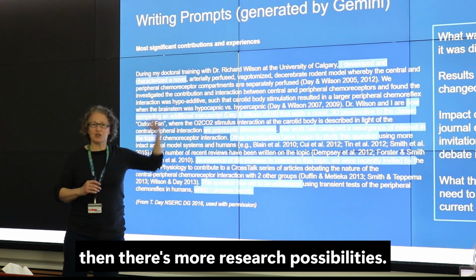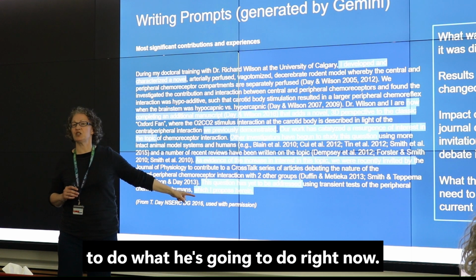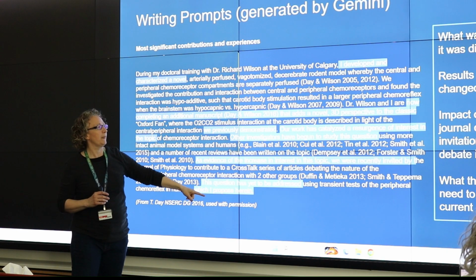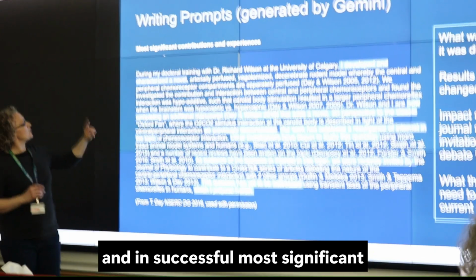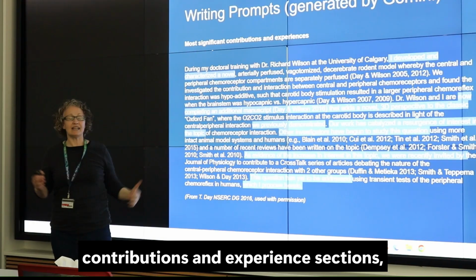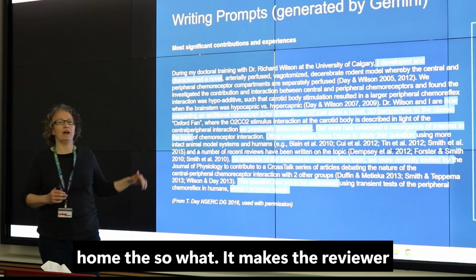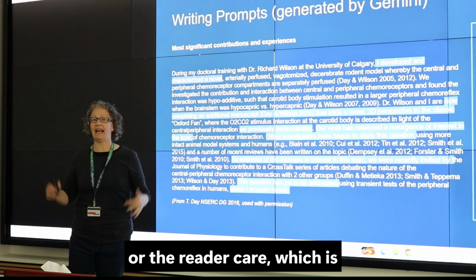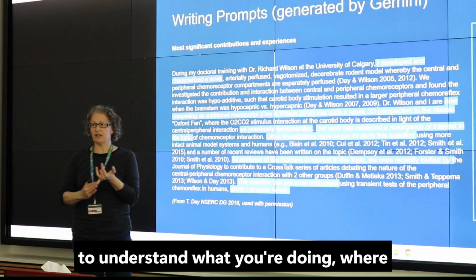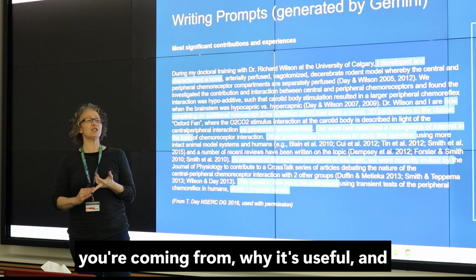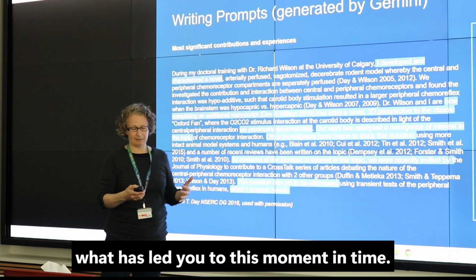So then, there's more research possibilities. And then that led to why he's proposing to do what he's going to do right now. Okay, so it links everything together. And in successful most significant contributions and experience sections, this connection really drives home the so what. It makes the reviewer or the reader care, which is really what you want. You want the reader to understand what you're doing, where you're coming from, why it's useful, and where it's going to go in the future, what has led you to this moment in time.